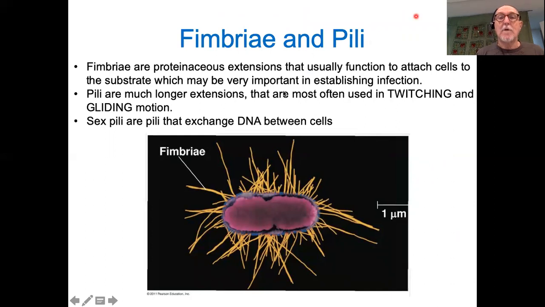In addition, on the outside, we may have these long extensions of the cell membrane called the fimbriae and the pili. Fimbriae are these thread-like proteinaceous extensions, and they usually are to attach to the substrate. That's the usual function. And they may be very important in establishing infection because the cell has to first sit on the host cell. It has to attach firmly to the host cell. Pili are much longer. They have various functions. They're usually tube-like protein extensions.